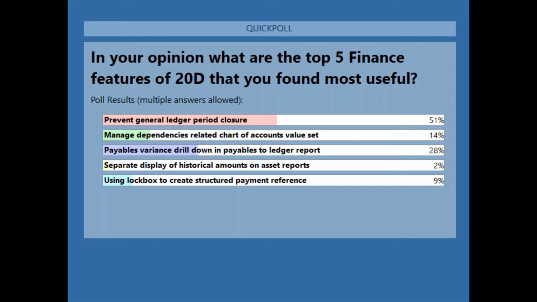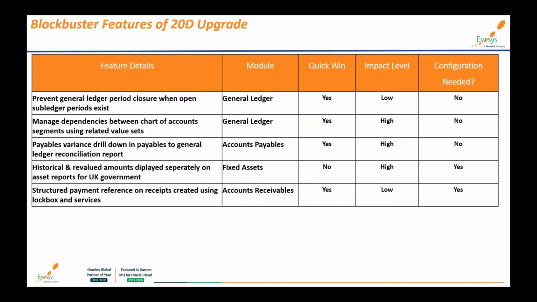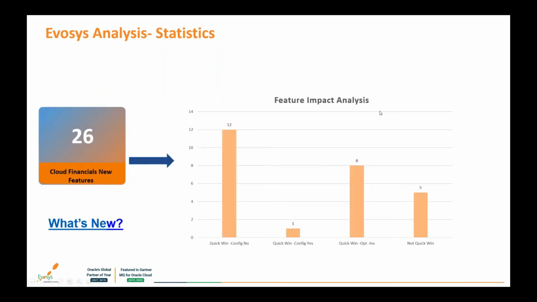Sure, Chris. Thank you. Okay, let's move to the 21A features. With 21A, Oracle has introduced 26 new features in the cloud financials, which we have bifurcated into 4 different categories. As Chris explained earlier on how to read the feature summary, we have categorized them by whether it's a quick win or not, and whether it requires configuration or not.